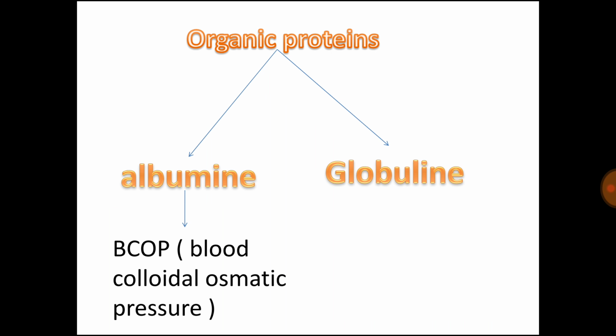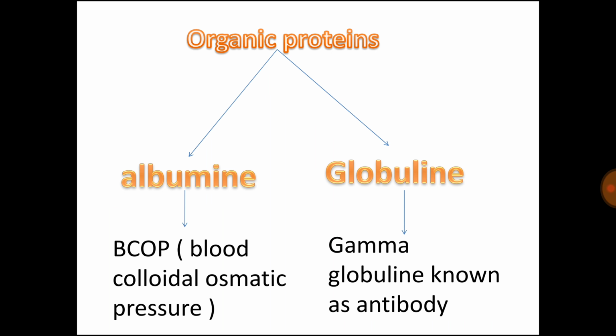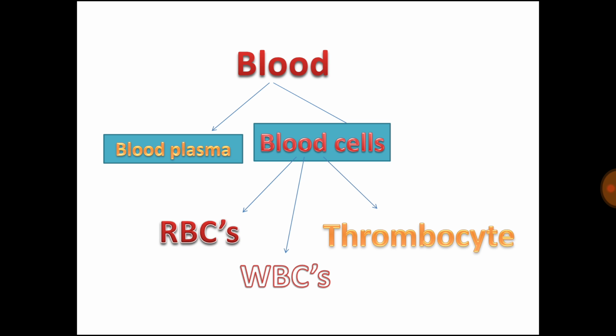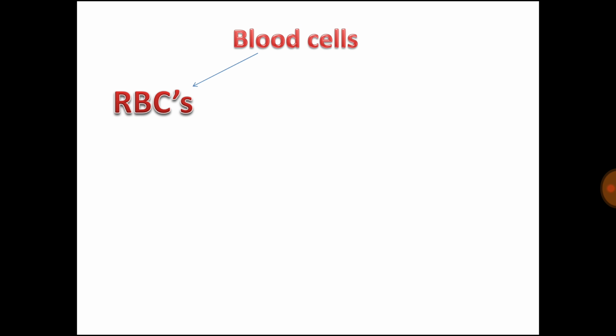Albumin maintains BCOP, that is blood colloidal osmotic pressure, and a type of globulin protein is gamma globulin, which is known as antibody. And this is all about the blood plasma. Blood plasma also consists of glucose and urea and some other proteins like fibrinogen. Next we're talking about the blood cells, in which first we're talking about the RBCs.